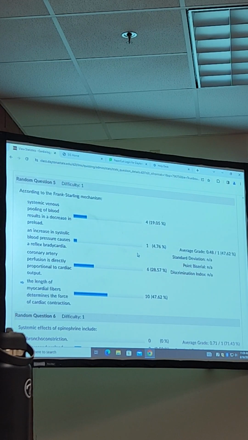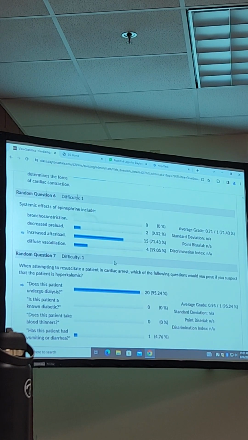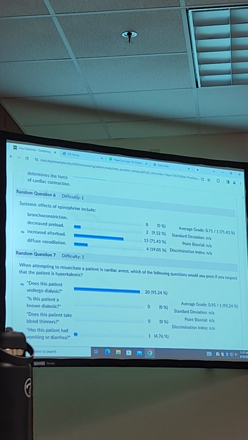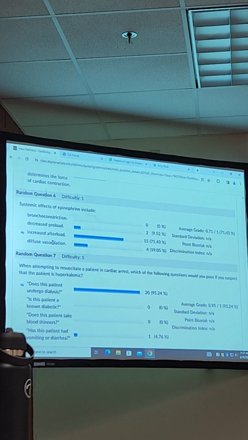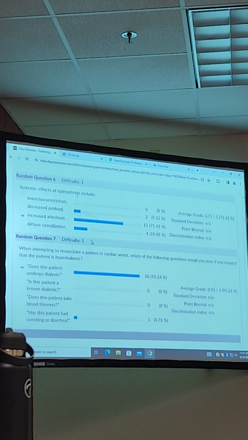Coronary artery perfusion is directly proportional to cardiac output. Yeah, that's true, but that's not the Frank Starling mechanism. The length of fibers determines the force of cardiac contraction. Yes. The bigger the fibers are, the stronger they're going to contract. Systemic effects of epi include increased afterload, raises blood pressure. Doesn't vasodilate, it vasoconstricts. It doesn't bronchoconstrict, it bronchodilates, and it increases preload.